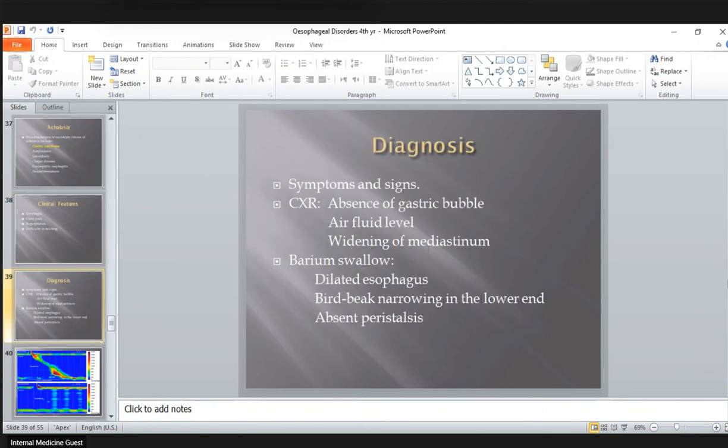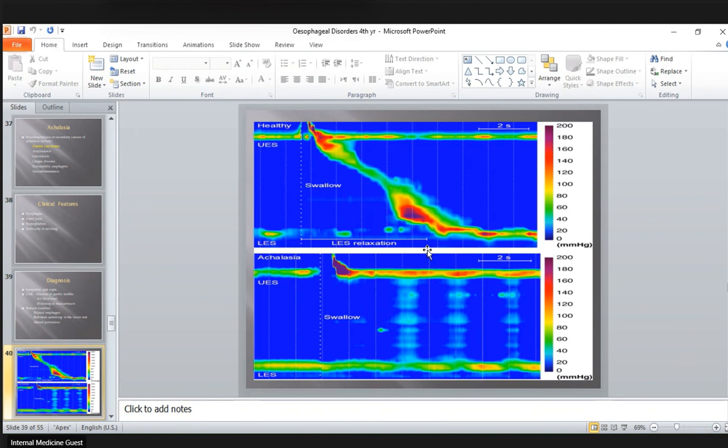How do we diagnose them? That's based on the signs and symptoms. We can do a plain chest X-ray. We can do a barium study, and we can actually do motility. So this is the motility disorder.